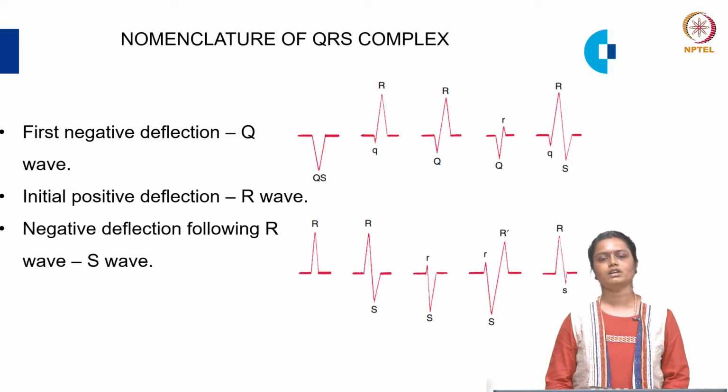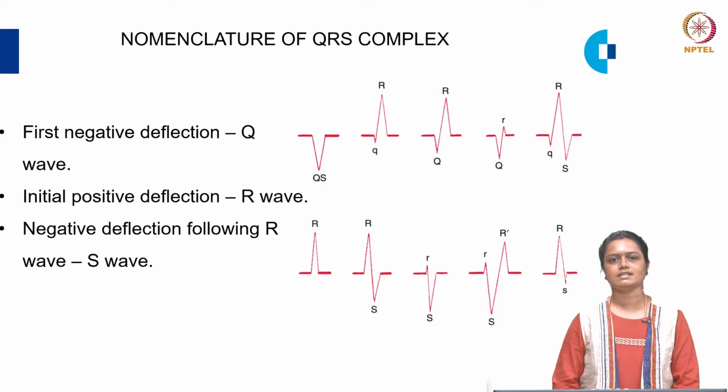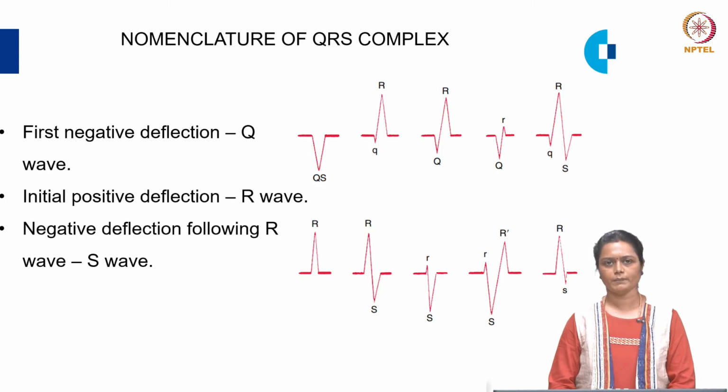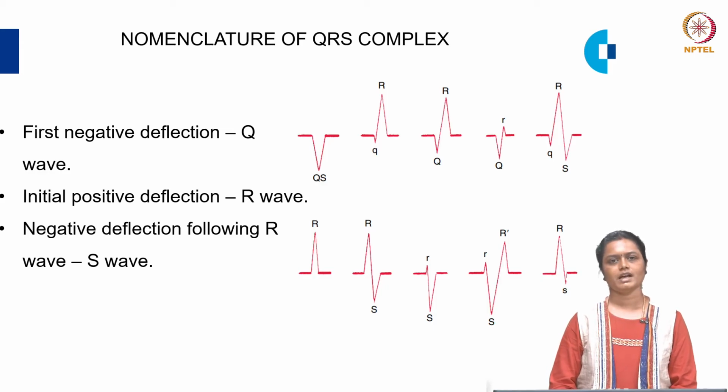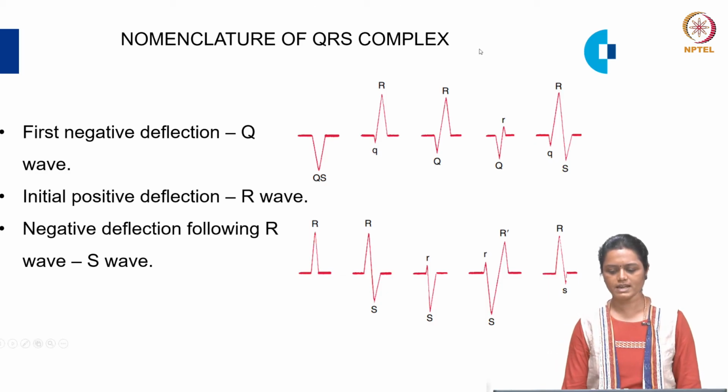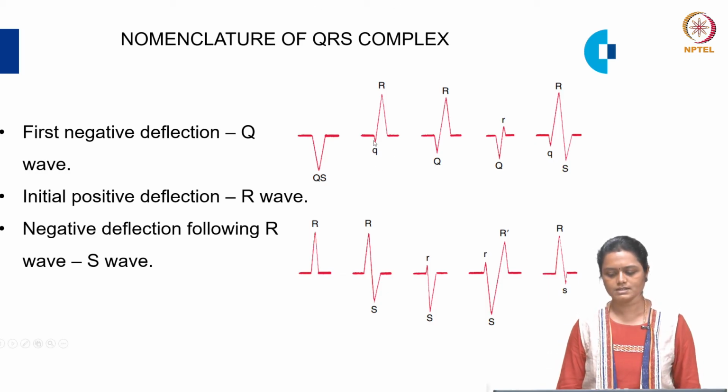To understand the morphology of QRS complexes, first you must understand the nomenclature of the QRS complex, or how the QRS complexes are named. The first negative deflection of a QRS complex will be labeled as the Q wave, and the first positive deflection will be the R wave, and the negative deflection that follows the R wave will be labeled as the S wave. You can see here there are some letters represented in capital and some in small letters.